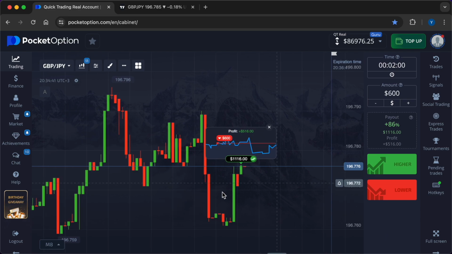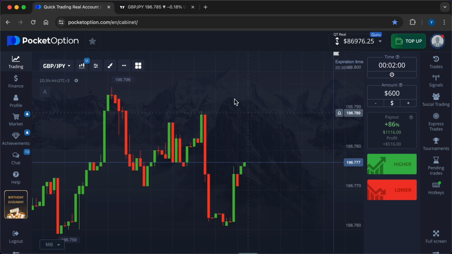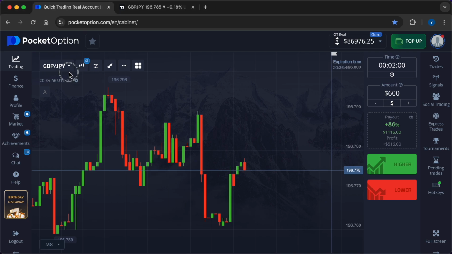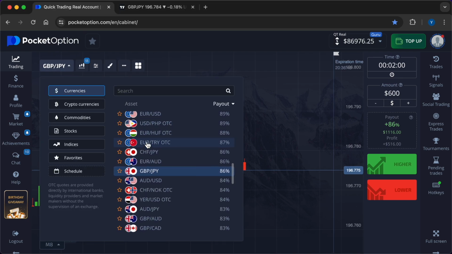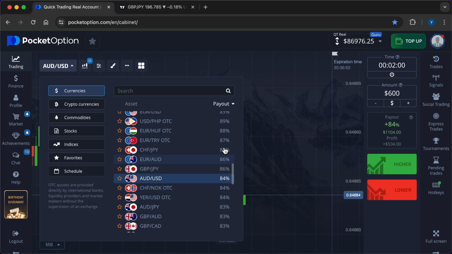Here comes the second successful transaction. $516 came into my real account. That's amazing. Now you see what results can be achieved with the help of neural networks?